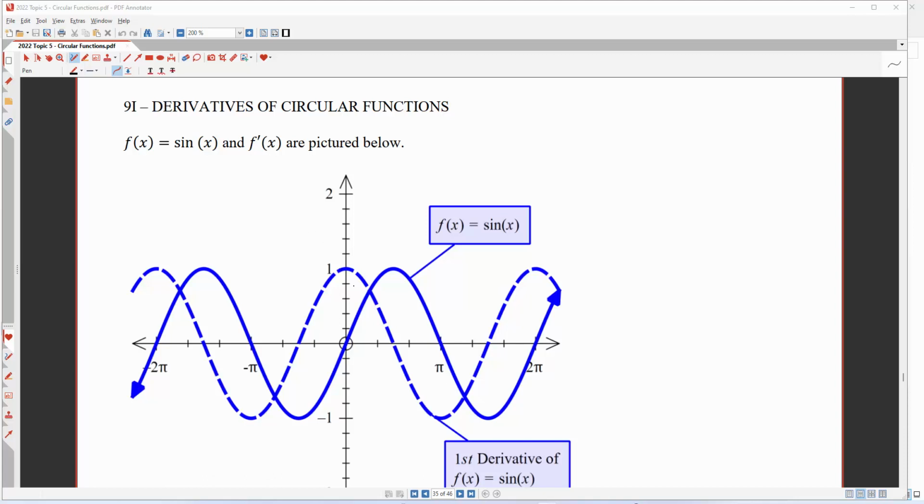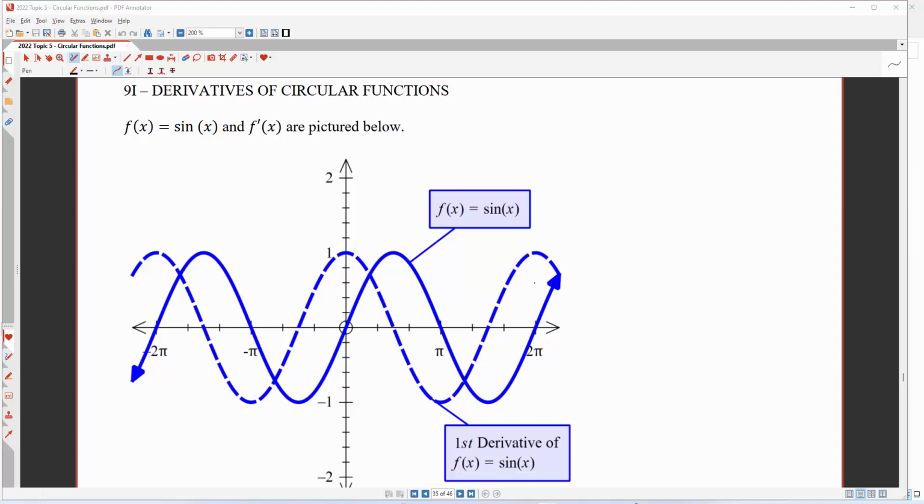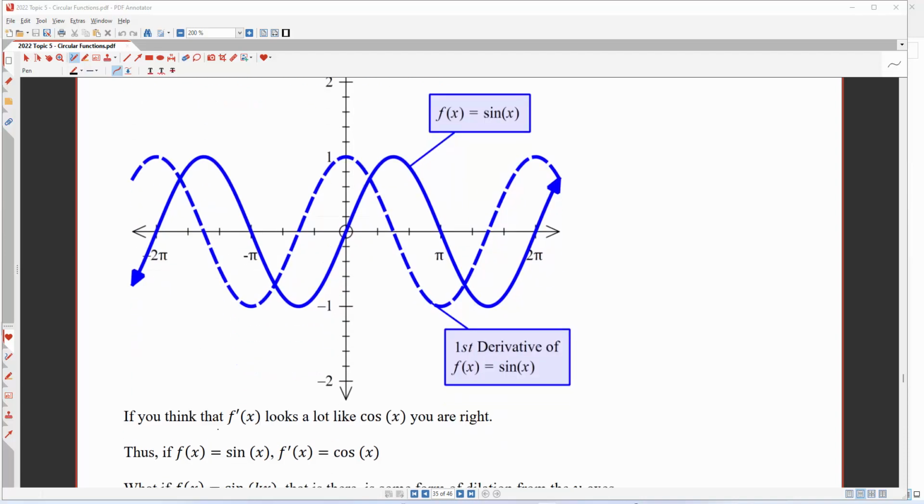And what I've got the graphing program to do is produce the graph of f dash x. If you have a look at it, it looks very much like the graph of cosine. And if you think that f dash x looks a lot like cosine, you're right. What we're going to include is if f of x is sine of x, then f dash x equals the cosine of x. Okay, so the derivative of sine x is cosine x. And it really is as simple as that.